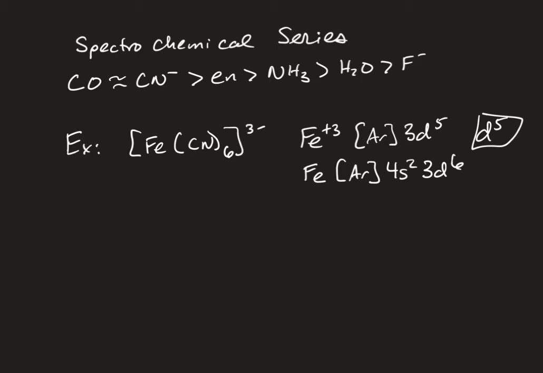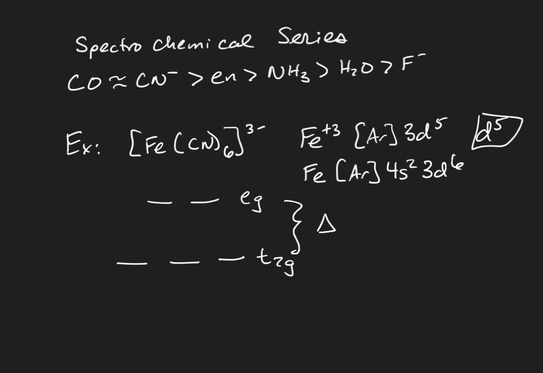Okay, and since there are 6 ligands, I know this splits like an octahedral complex. So 3 on the bottom, 2 on the top for the orbitals, right? This is the t2g level and the eg, if you did that in class. Okay, so now I have to think about how to put the 5 electrons in, and this is where the Spectrochemical Series comes in.